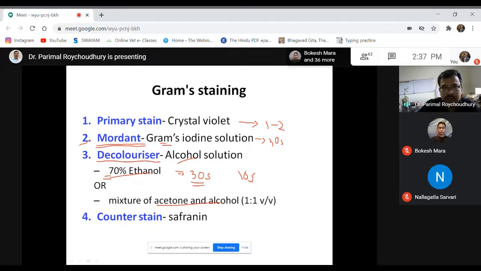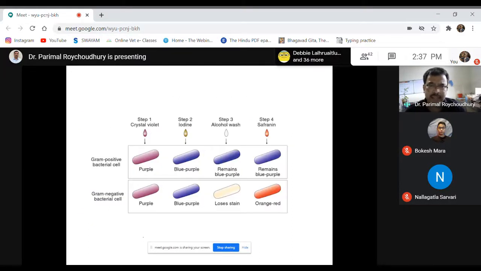Once the decolorization is over, we wash it briefly and then we apply the counterstain safranin. This is the last component, which is why we call it the counterstain. What basically happens? Let us see in this diagram. When you apply the primary stain crystal violet, all the bacteria, irrespective of gram-positive or gram-negative, will take the color of crystal violet. This is my objection: it should not be purple, it should be violet because you're using crystal violet. So they will take the violet color.